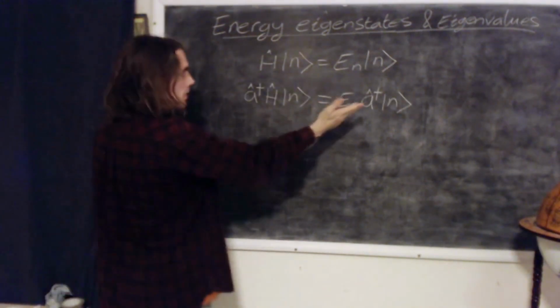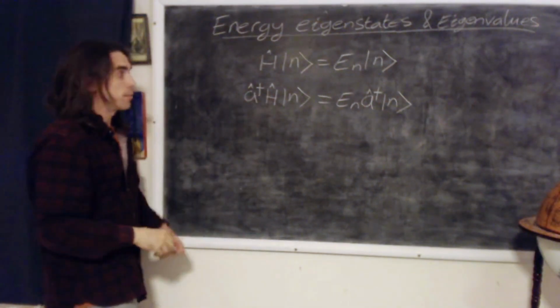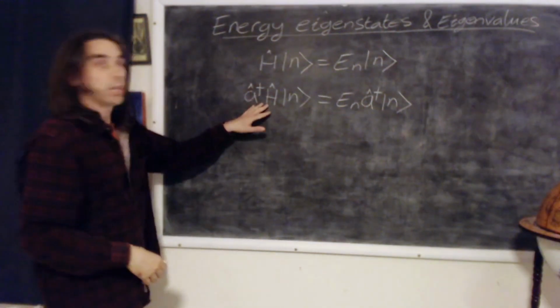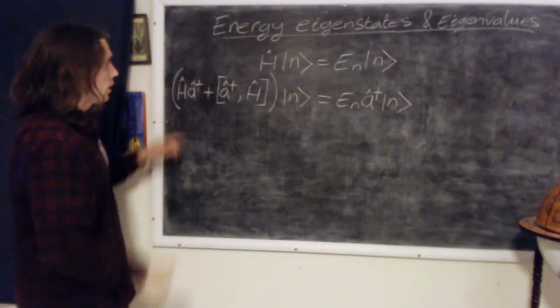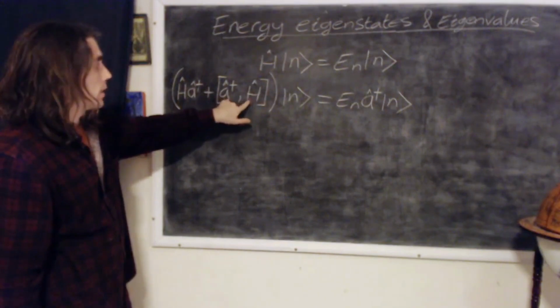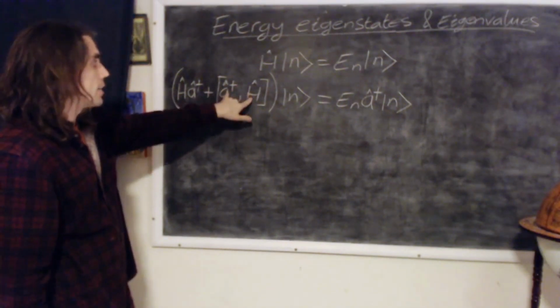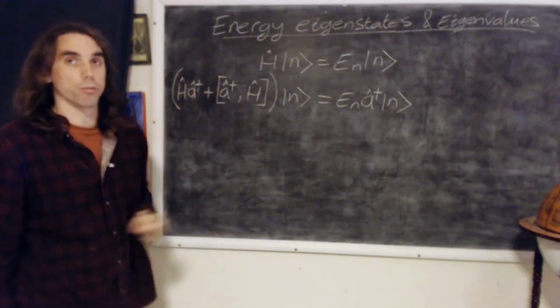We get this, but we can move the A dagger through the H using the commutator, because we can rewrite A dagger H as follows: H A dagger plus the commutator of A dagger and H. If you multiply this out, you get the A dagger H back minus the H A dagger, which comes here, and so we get the original form.